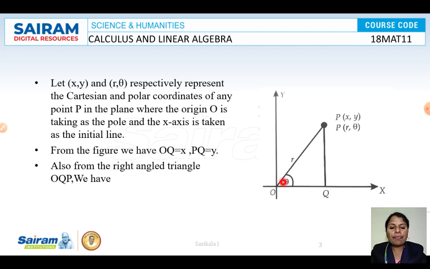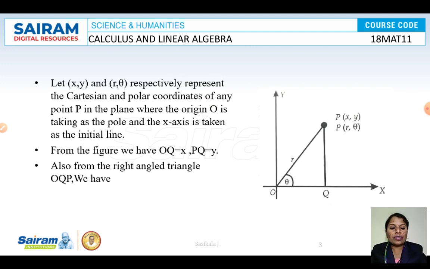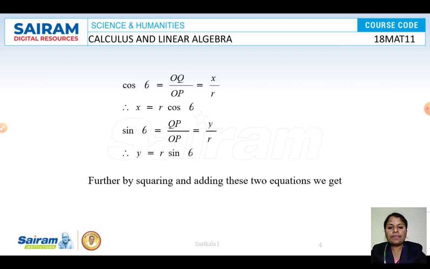Cos theta is equal to OQ by OP. OQ is nothing but your x, and OP is nothing but your r. So cos theta is equal to x by r, and x is equal to r cos theta. Similarly, sin theta is PQ by OP, which is equal to y by r, where y is equal to r sin theta.